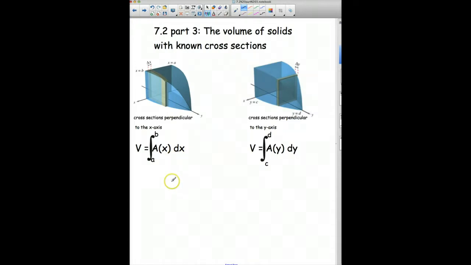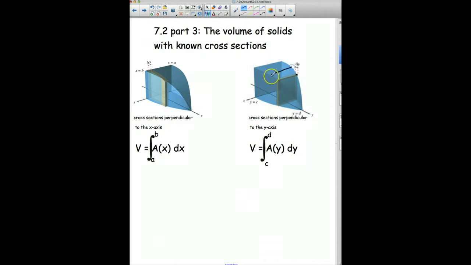So let's get into that. 7.2 part 3, the volume of solids with known cross sections. So if we cut up this region, we've got this weird looking region here, we cut it up into a little rectangle. We know the area of a rectangle, and then we're going to multiply the area of the rectangle times this width, which is little teeny distance, delta y or dy. That will give us the volume. The area of the base times the height or width will give us the volume of that one shape, and then we're going to add up a whole bunch of them.